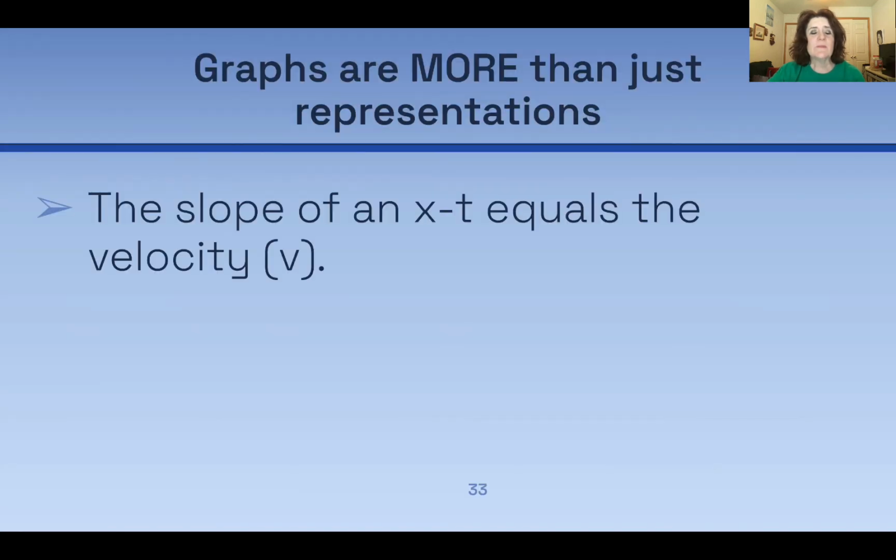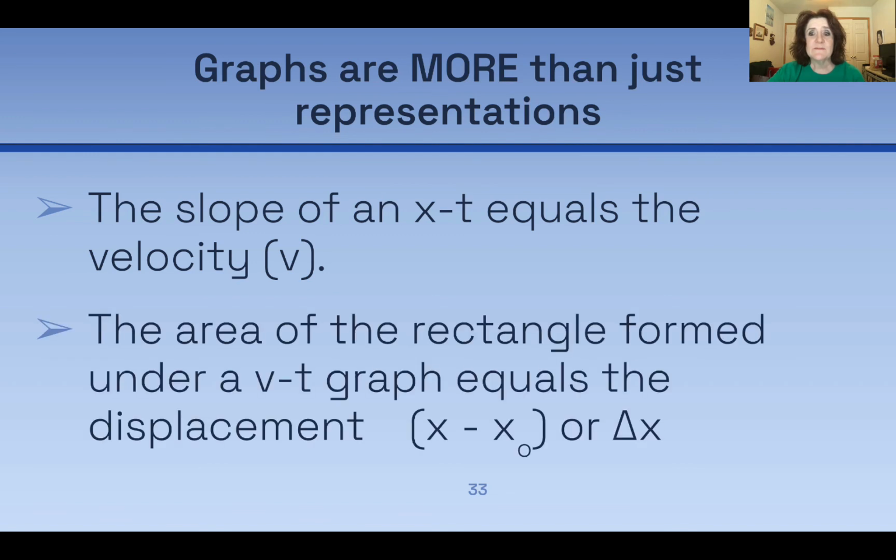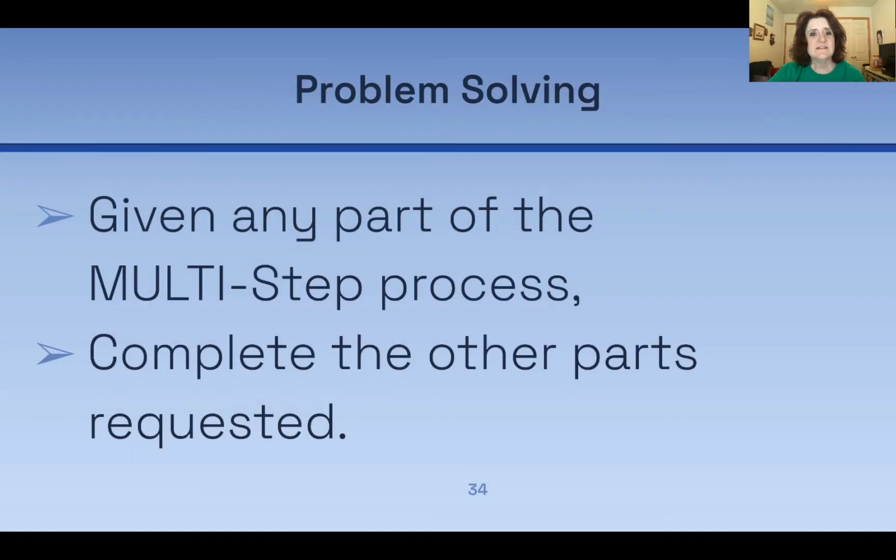Graphs are more than just representations. The slope of an XT graph is equal to the velocity. The area of a VT graph is equal to the displacement. Given any part of a multi-step process, you should be able to complete the other parts as requested. You're going to be doing problems in class along with a lab.